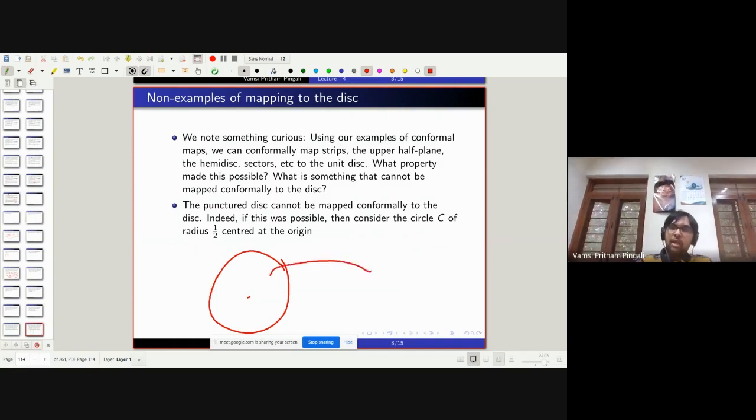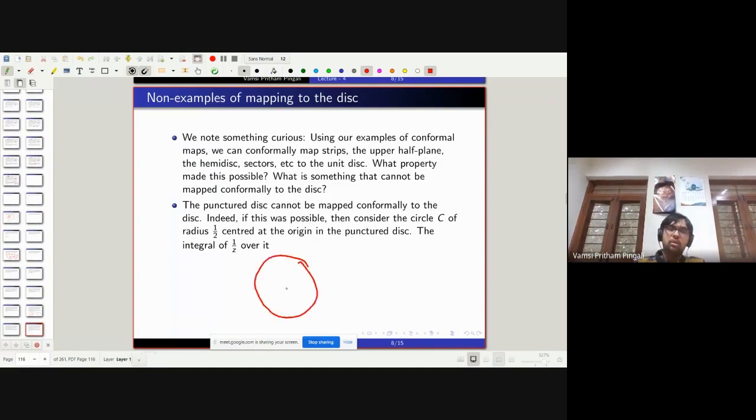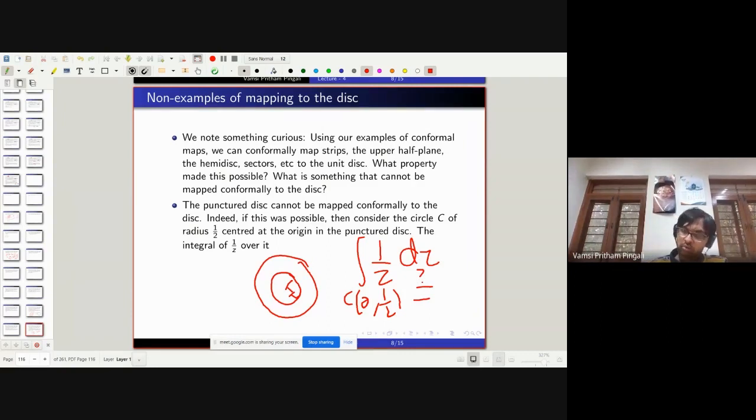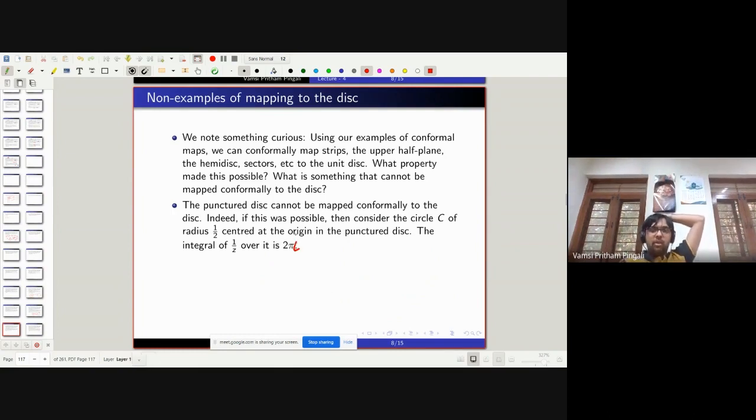Indeed, if this was possible, consider a circle of radius half centered at the origin in the punctured disk. If I take a circle of radius half and I try to integrate 1 by z dz over it, what will I get? It's 2 pi i. Yes, exactly, because this is equal to 1. That's Cauchy's formula. You can actually do it explicitly. It's 2 pi i. Sorry, I forgot the i.